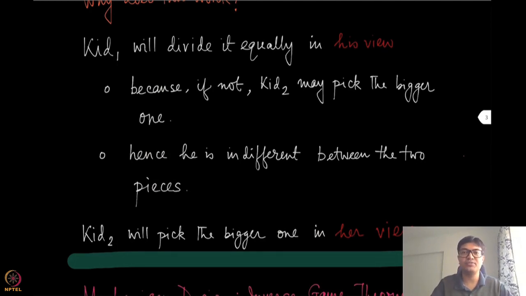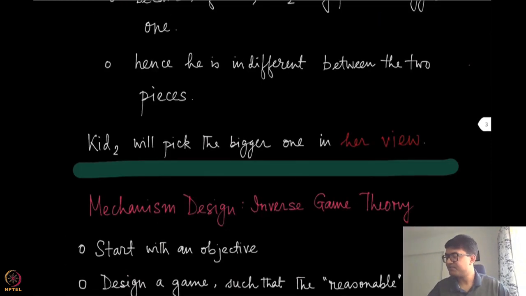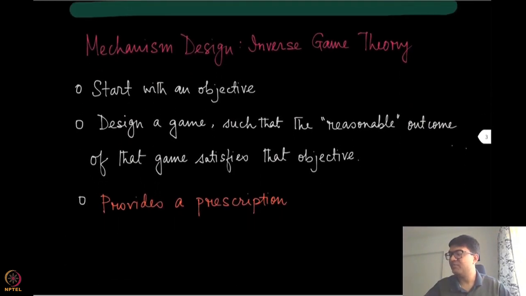That will solve this problem for the mother even without knowing what is a fair division. So isn't that a classic mechanism? So that is exactly what mechanism design is all about. We are going to discuss that, and quite naturally it is the inverse of game theory.